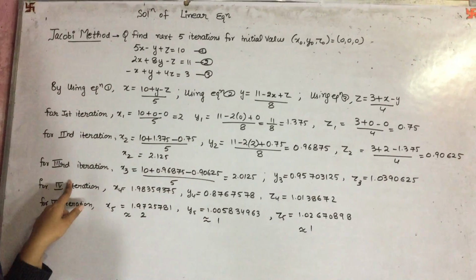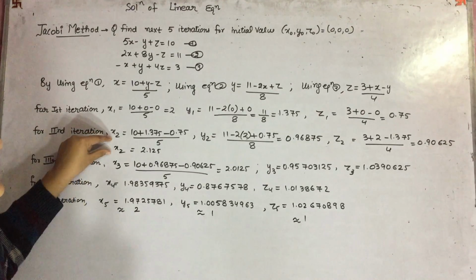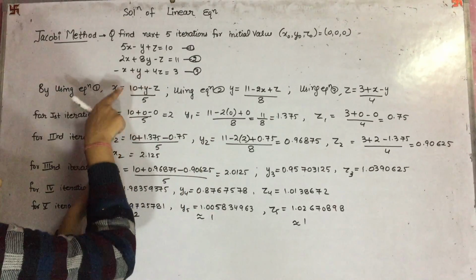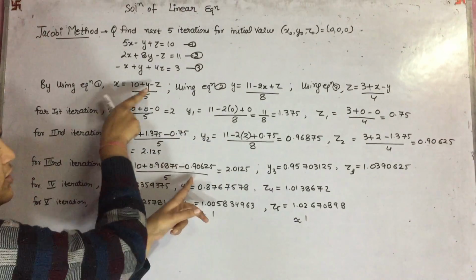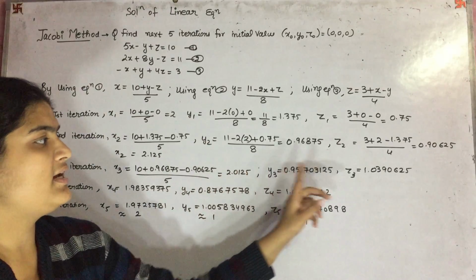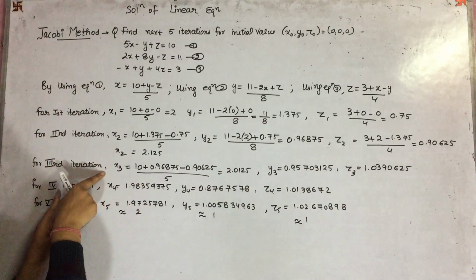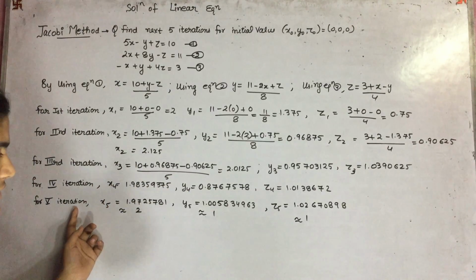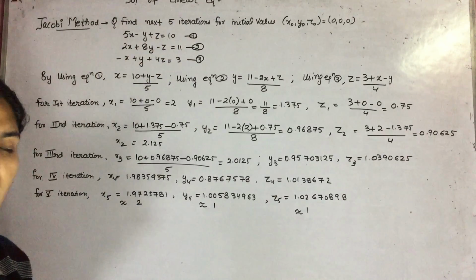Now you have to find the third iteration. For the third iteration you use the values from the second iteration, that means in the x formula your y is y2 and your z is z2. Similarly, you find y3 and z3. For the fourth iteration, your initial values are x3, y3, z3. For the fifth iteration, your initial values are x4, y4, z4. You have to find the iterations for 5 terms only.